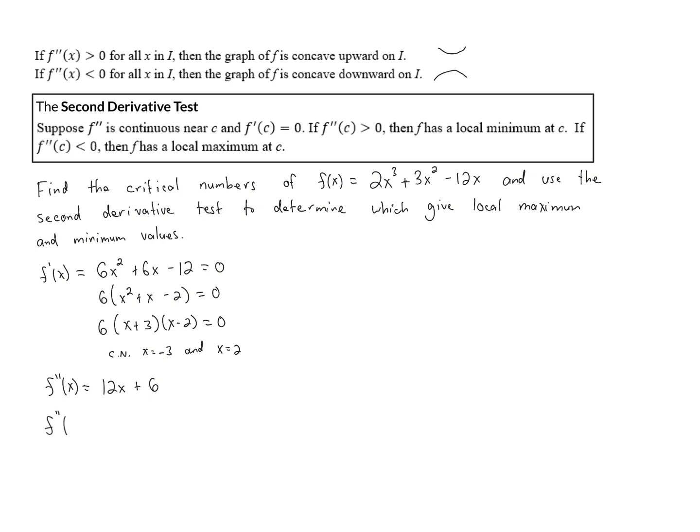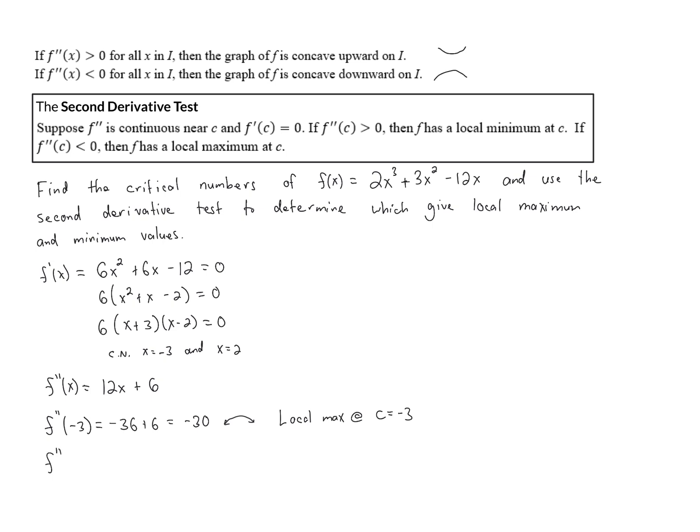So we can start by evaluating this at -3. 12 times -3 is -36, plus 6. That's going to be -30. Since the second derivative is negative, we know that this is going to be a local maximum. And that's, remember, because a negative second derivative meant a frown, concave downward, so that is a local maximum. So we have a local max at c equals -3, or x equals -3.